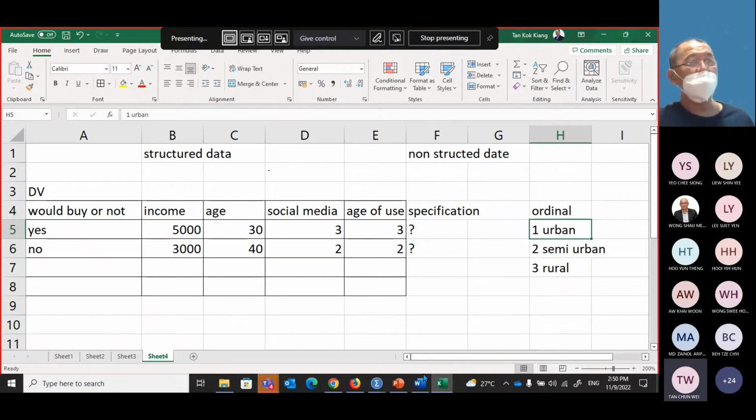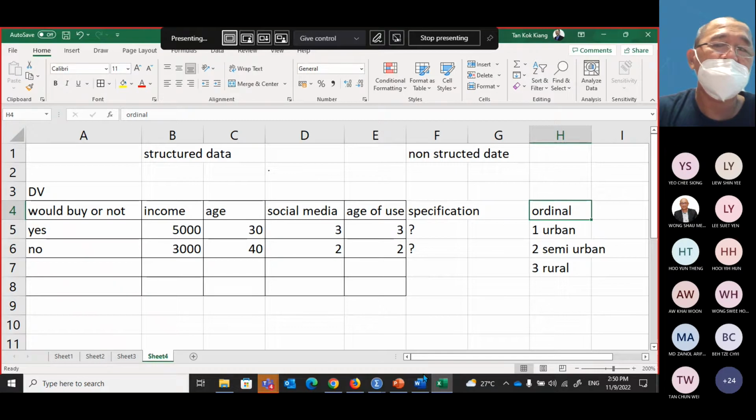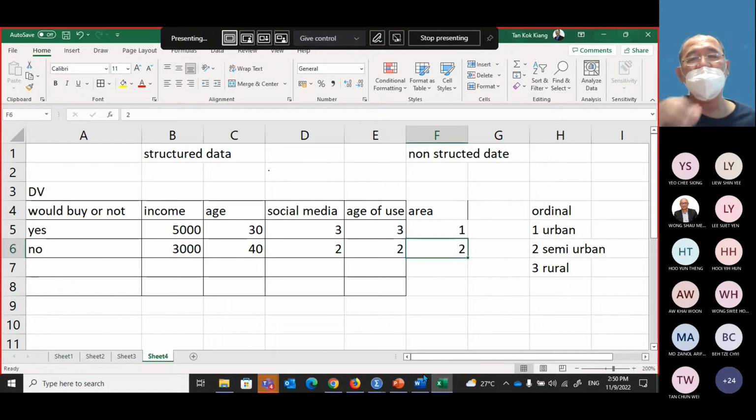Yeah. Okay. But ordinal is still flexible. You can consider it as a scale, still okay, but not the specification. If there's some scale there, okay. Yeah. Some scale. Therefore here you can use the area. Therefore 1 and 2, therefore done. We got five independent variables.